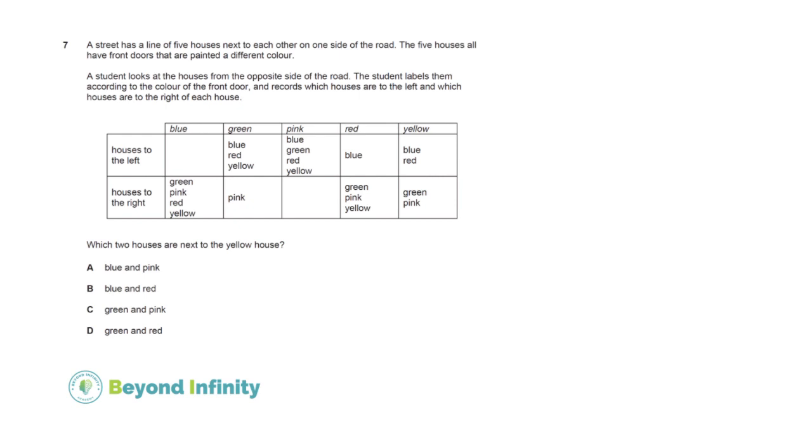A street has a line of 5 houses next to each other on one side of the road. The 5 houses all have front doors that are painted a different color. A student looks at the houses from the opposite side of the road. The student labels them according to the color of the front door and records which houses are to the left and which houses are to the right of each house. Which 2 houses are next to the yellow house?